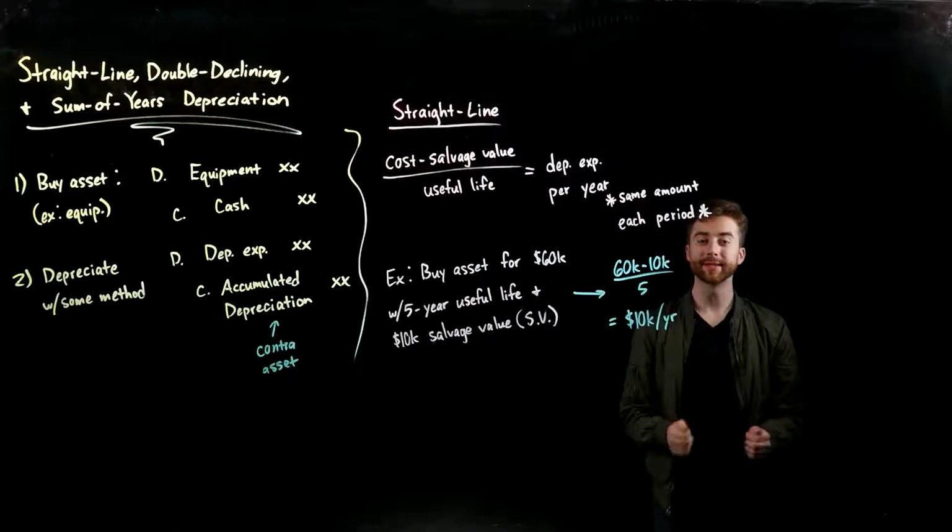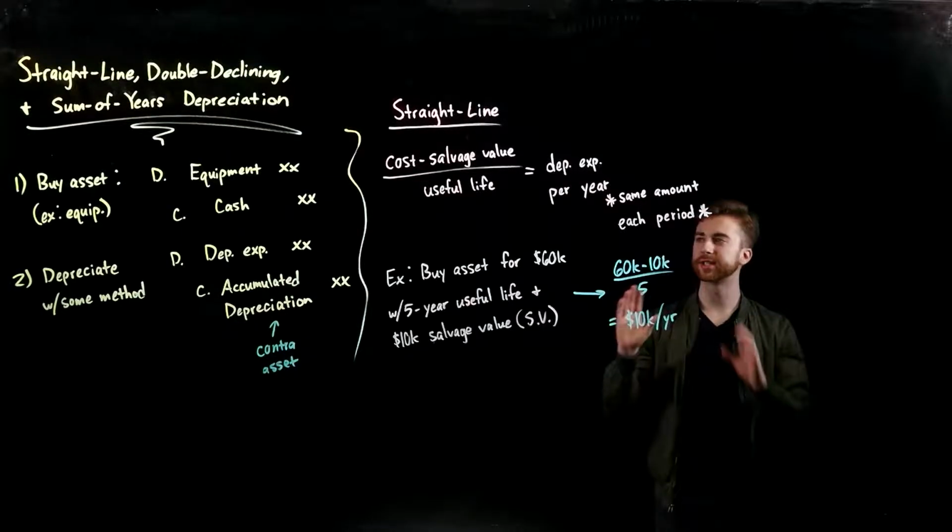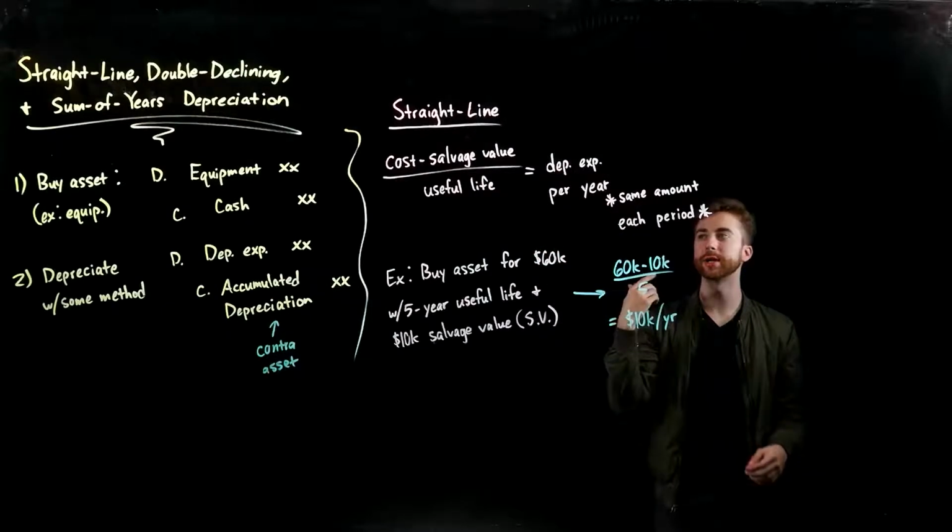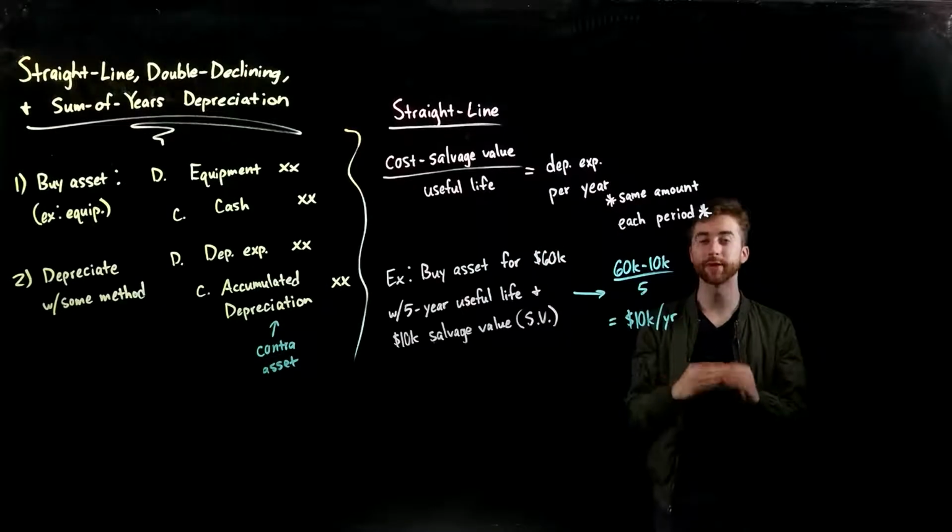Hey everyone, my name is Zach Vines, and what we're going to go over today are several different depreciation methods: straight line depreciation, the double declining method, and then sum of years depreciation.